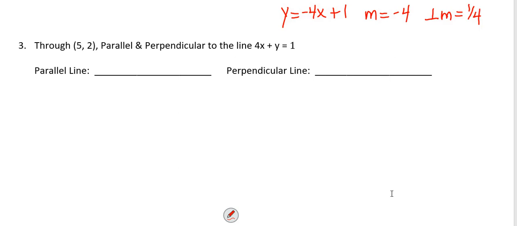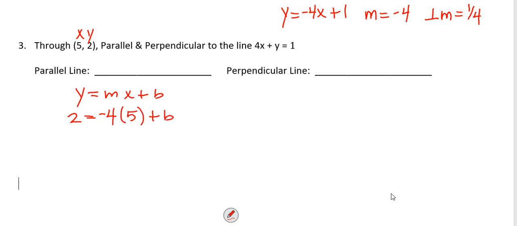Okay, so once again, we're going to do y equals mx plus b, and we've got our x and our y here, so we're going to say 2 equals our -4, that's our parallel slope, times our 5 plus b. So 2 is equal to -20 plus b. I'm going to add the 20 to both sides, so b is equal to 22. Once again, we're just going to plug in our y-intercept and our slope. So y equals -4x plus 22.